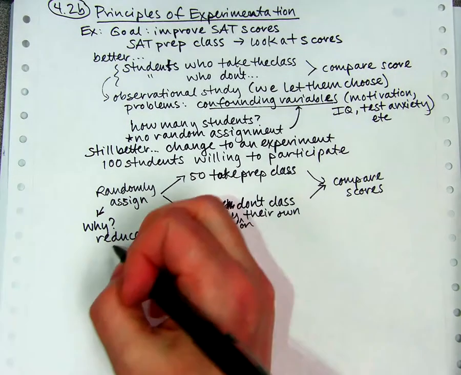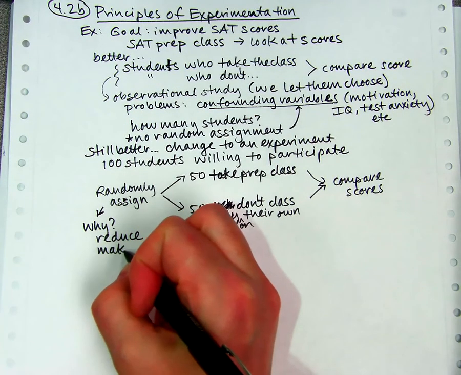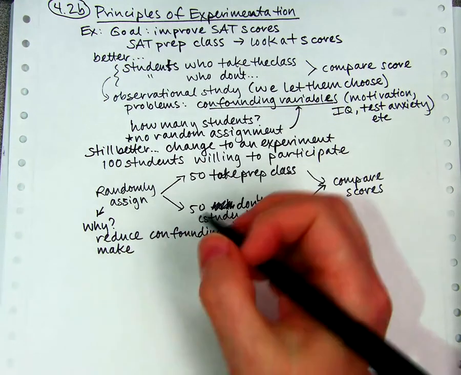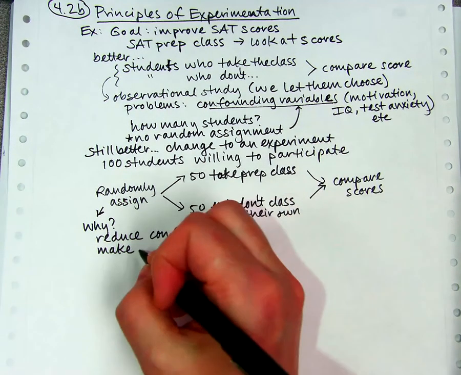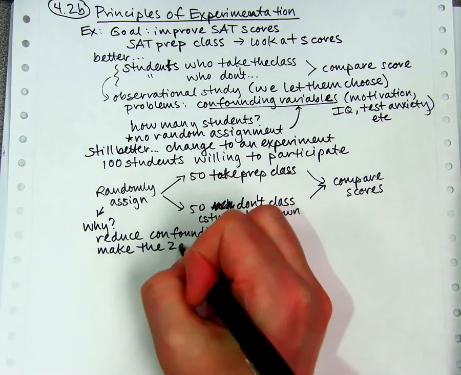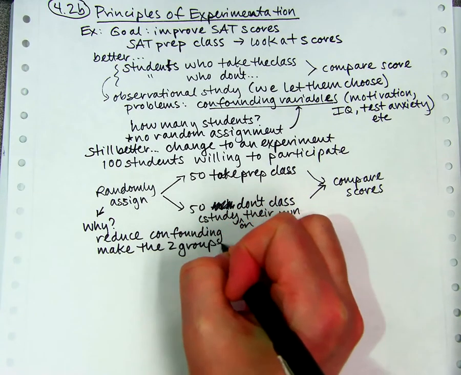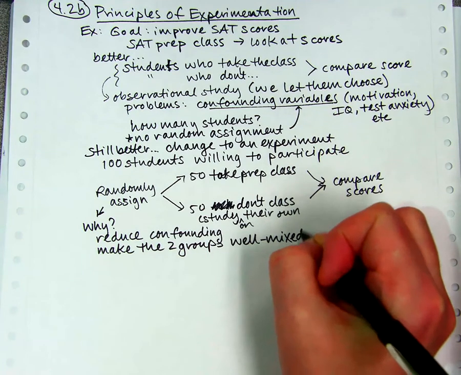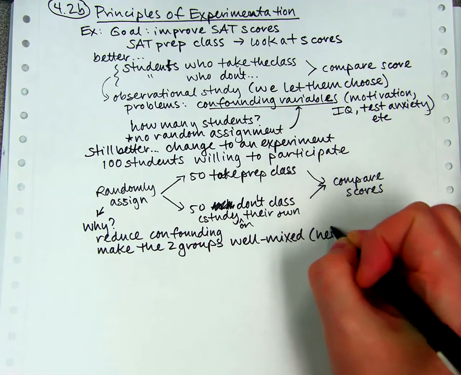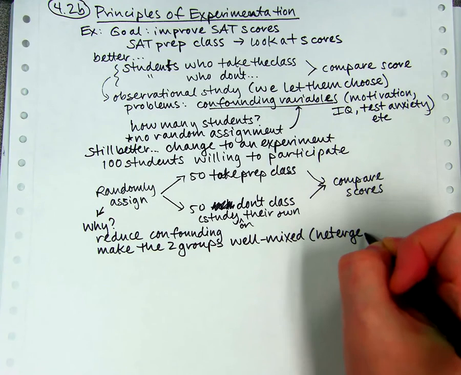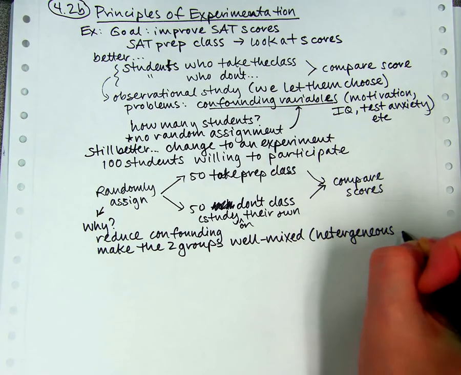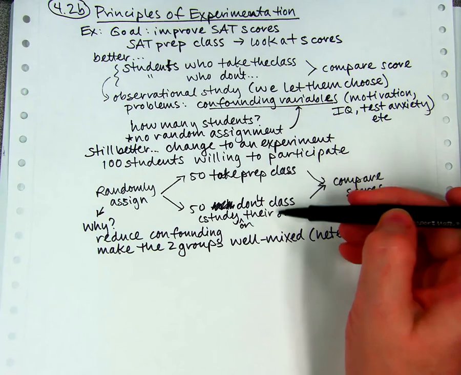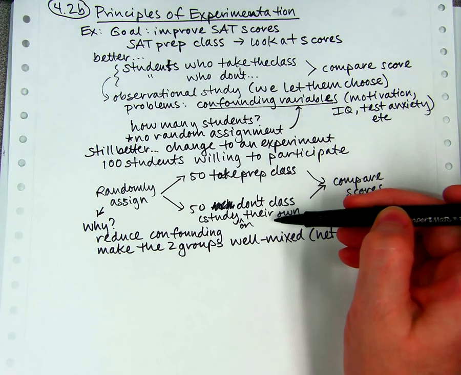We are trying to make the two groups as alike to each other as possible, or in other words, make them be well mixed within each group. Make the two groups well mixed, kind of like a cluster sample. Heterogeneous is the official word for that. We don't want all the smart people to be in the prep class and all the dumb people to not be in the prep class. That's a mean way of saying it, but it's true.